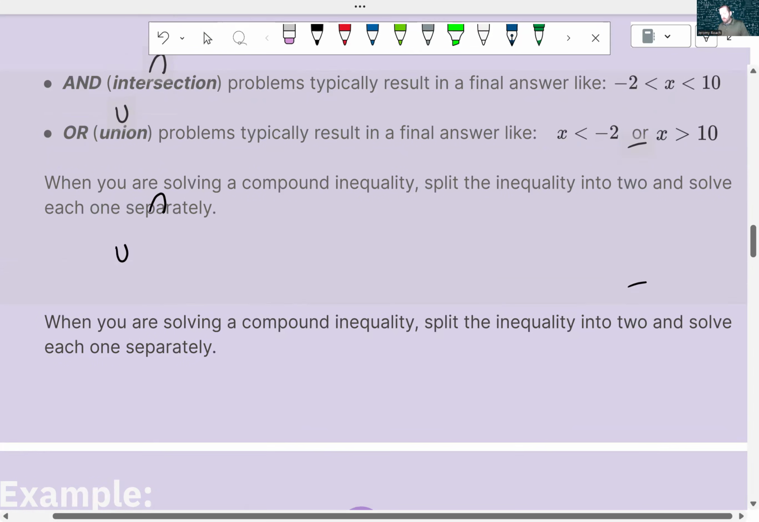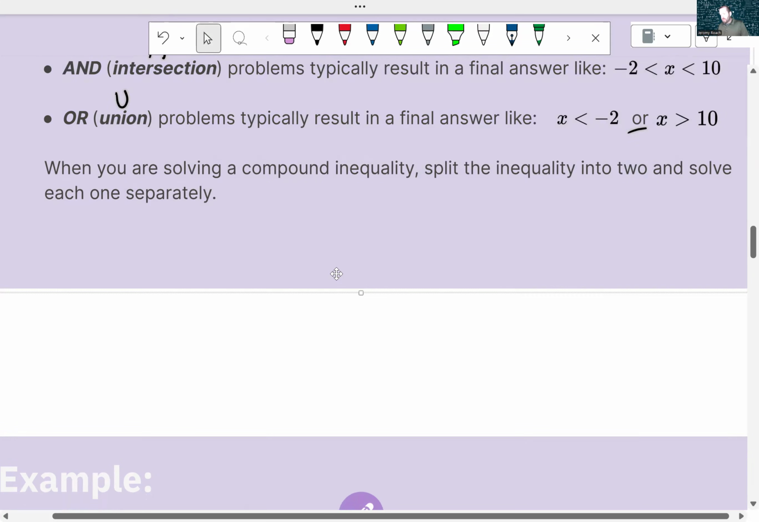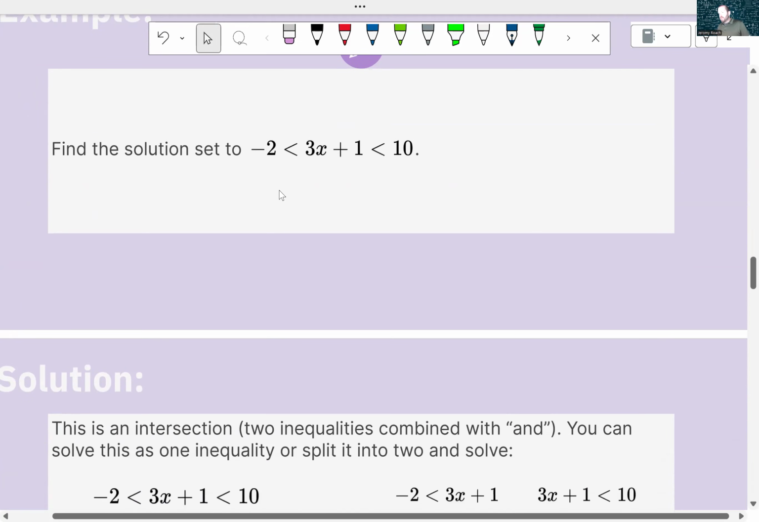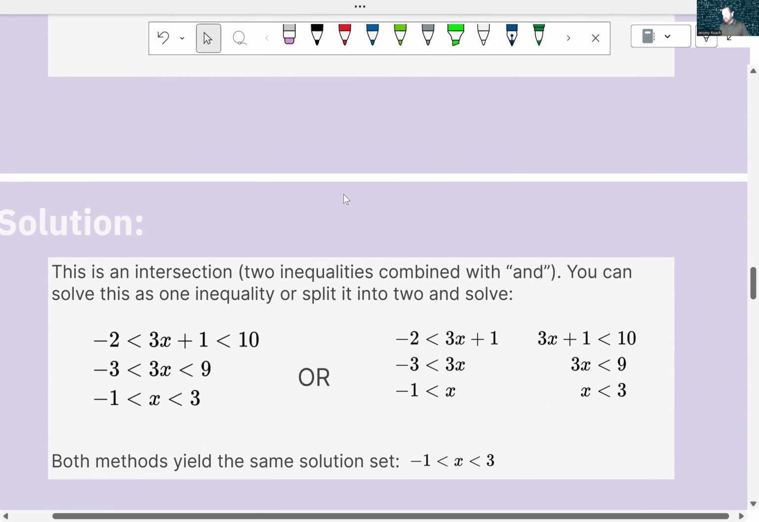Actually, let's keep going. Okay. So this says find the solution set to this intersection problem. So you can solve this problem. You can solve it two different ways. I like to solve it this way on the left.